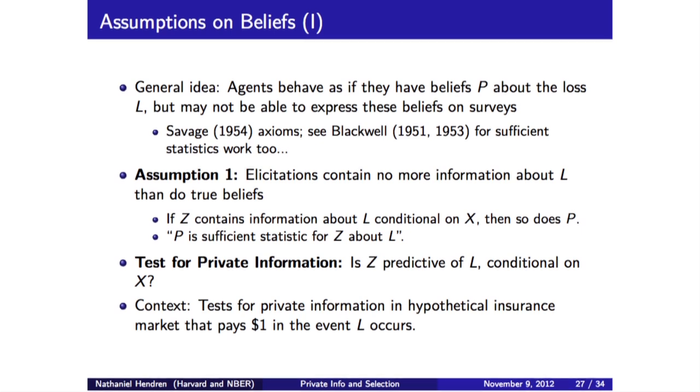Okay? Under that assumption, there's a natural test for the presence of private information, which is just to ask whether people's elicitations, so whether or not what they're responding to in this question, are predictive of whether or not the future event happens, whether or not somebody, say, goes to a nursing home, conditional on the observable information insurance companies could use to price the insurance policy.